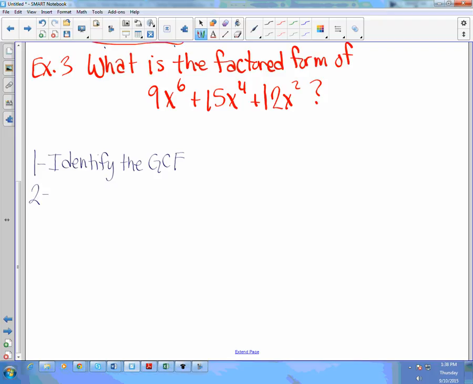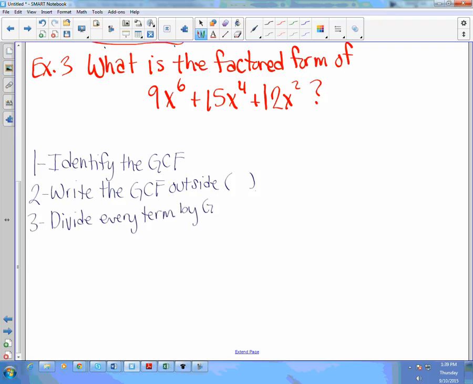Okay, the second step is, I like how I wrote it last time, the GCF doesn't disappear, so write the GCF outside the parentheses. It doesn't disappear. And lastly, you divide every term by the GCF, and that goes inside the parentheses.